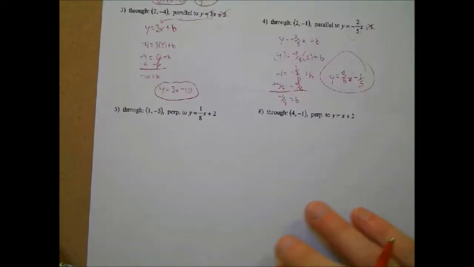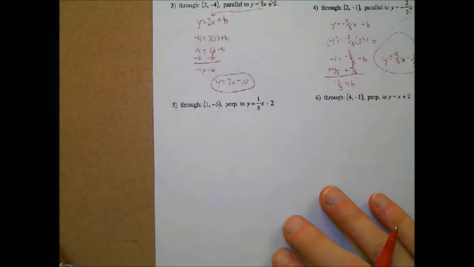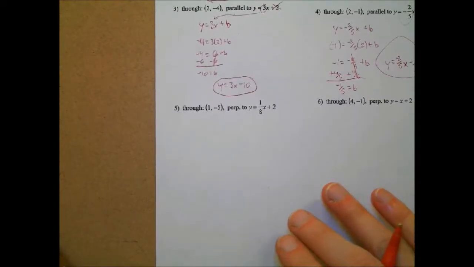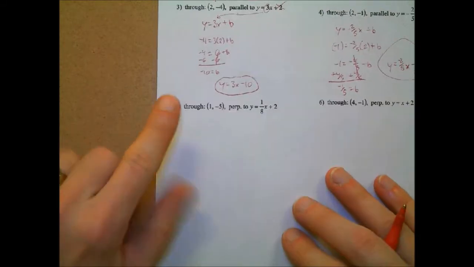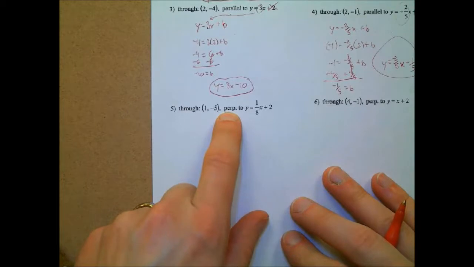All right. Let's go to number 5 here. Number 5 says, now our line's going to go through the point (1, -5). I'll let you go after this one, though. Okay, Dylan? Just hold on for one more problem. Our line is going to go through the point (1, -5), but now it's not going to be parallel. It's going to be perpendicular.